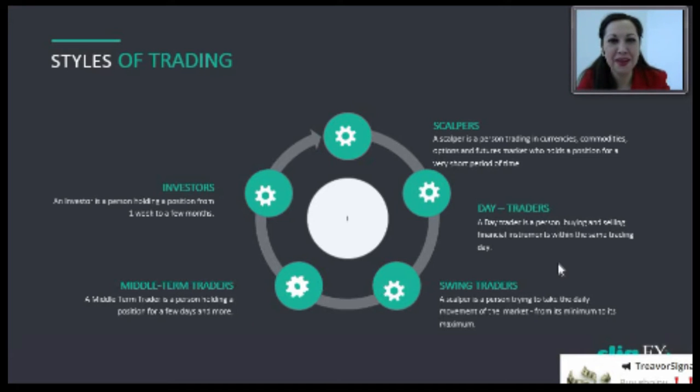Actually, these people have the strongest nerves because they're staying in the market for a very long period of time, sometimes from 1 week to a few months. Regarding this type of trading, I need to mention that investors have to be ready for the market to turn during the whole process of trading. The market will turn against them. It will always happen, and actually it happens always.